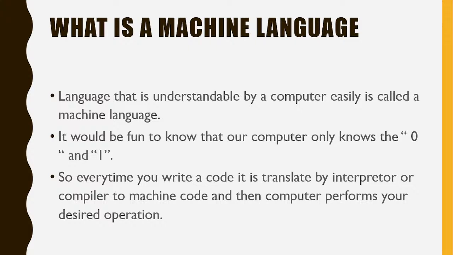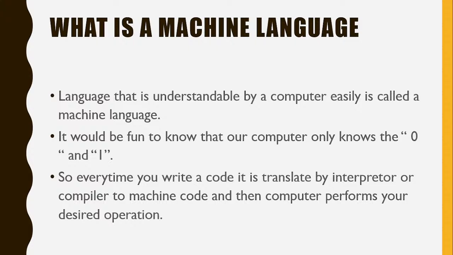So it would be fun to know that our computer only knows zeros and ones. Suppose I type P from my keyboard, does my computer really understand what I am typing, what I am saying to it by typing P? No, it doesn't understand it at all. It only understands these zeros and ones. So every time you write code, it is translated by an interpreter or compiler to machine code, and then your computer performs your desired operation.